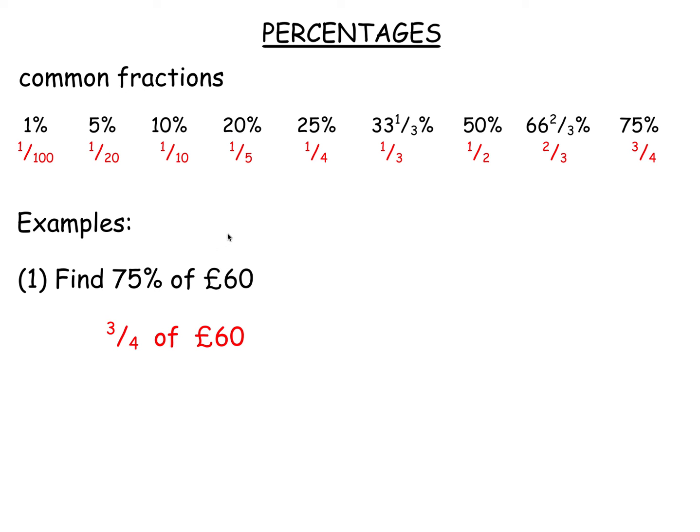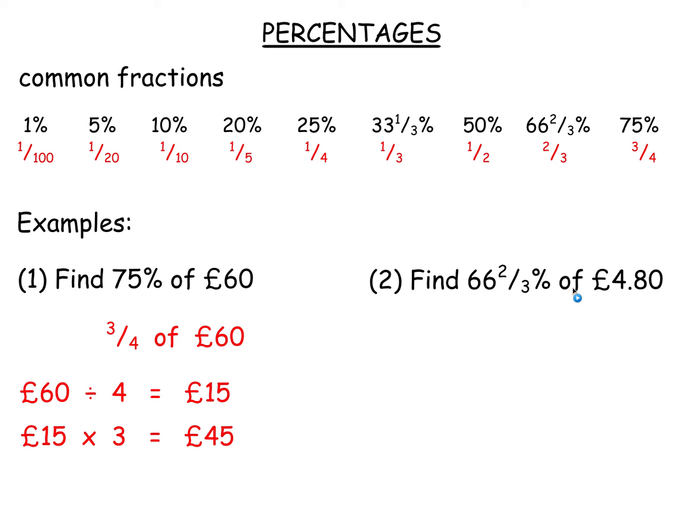So these will be without a calculator. If you want 3/4, you divide by 4 and multiply by 3, divide by the bottom number and multiply by the top. So £60, you divide it by 4 to give you £15, and then you multiply that £15 by 3. That's got 3/4, which is 75%. So 75% of £60 is £45.